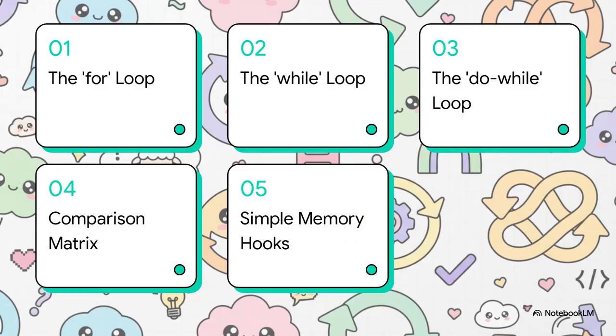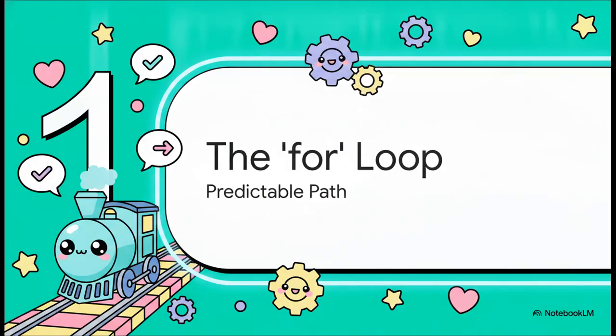Okay, let's dive right into our roadmap. We're keeping things super structured. First, we'll tackle the for loop, then we'll move into the while loop, and third, we'll unpack the do while loop. After that, we'll bring it all together in a quick comparison matrix, and finally, we'll wrap up with those memory hooks I mentioned. All right, section 1, the for loop.